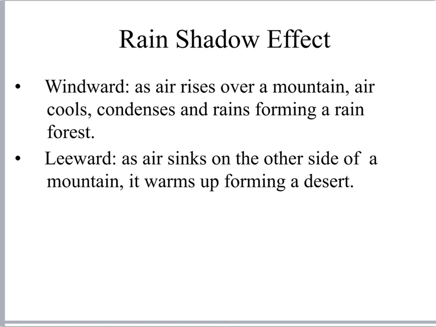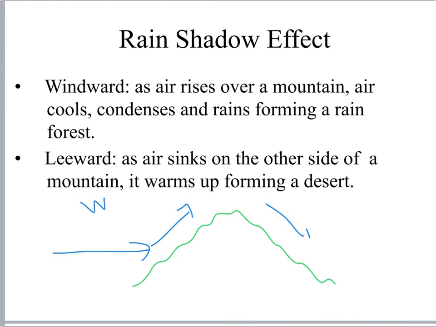So for the rain shadow effect, you have two sides of the mountain. You have windward. This is the side of the mountain that the air is rising up and over. So if this is my mountain, and my wind's coming this direction and rising up, this would be the windward side of the mountain. As air sinks and moves away from the mountain, this is called the leeward side of the mountain. So as air rises, it's going to first cool down.